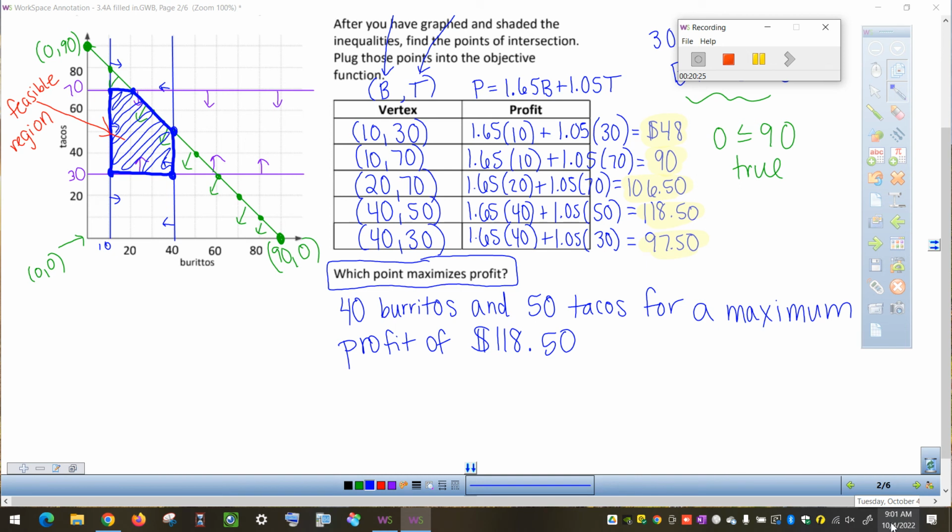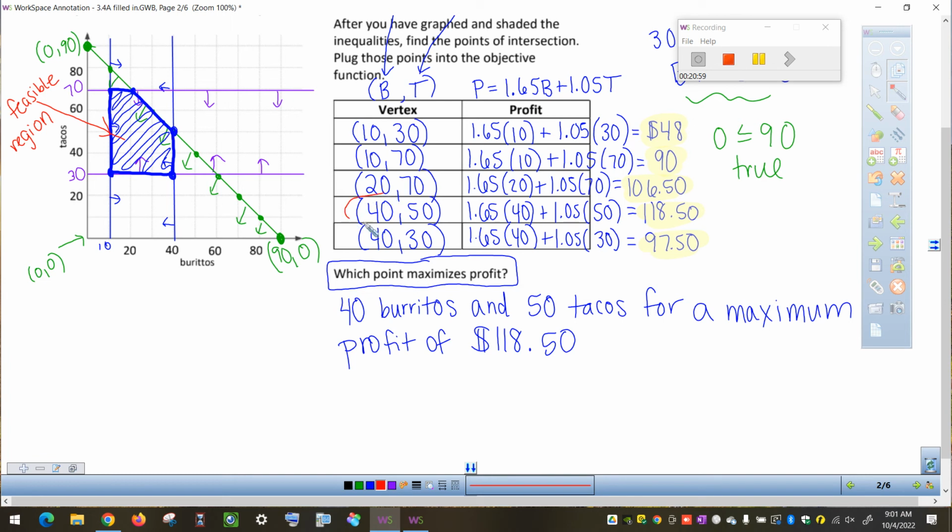And you didn't have to write out the steps every time for what you plugged in. I wrote them all out just so that everyone knows and sees where we're plugging these numbers into that equation. You're also fine to just type those into your calculator and just write what you got for the profit. So that first profit we got at $48 actually was not very impressive compared to what we got with some of the other combinations. Notice that the highest one was 40 burritos and 50 tacos.